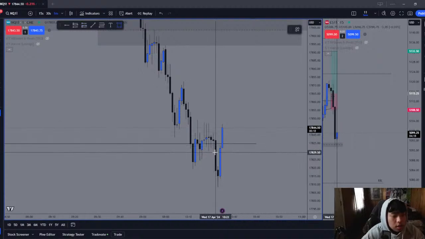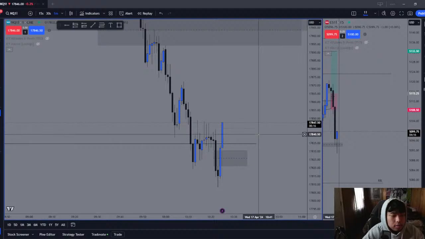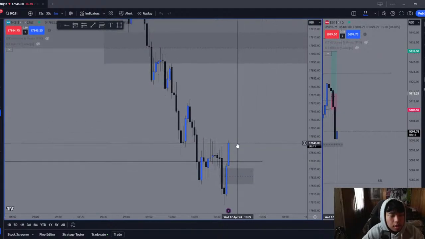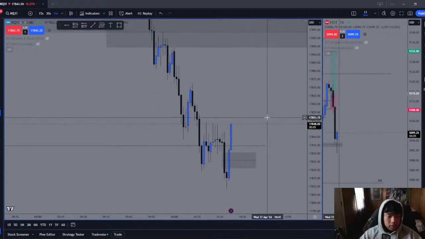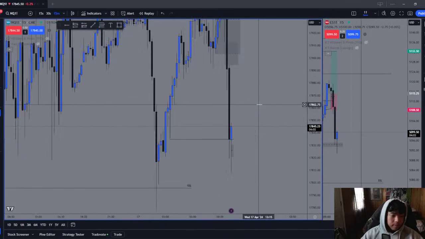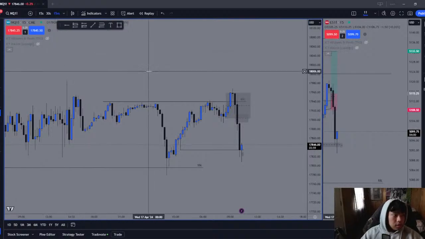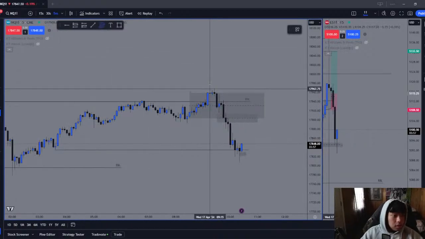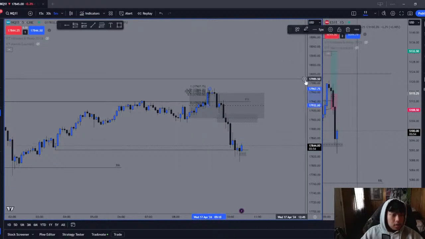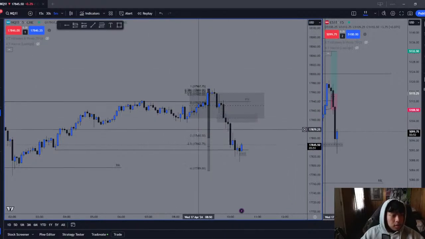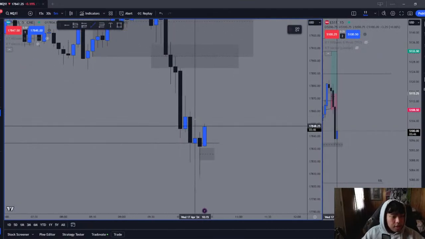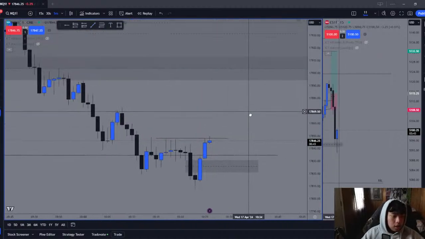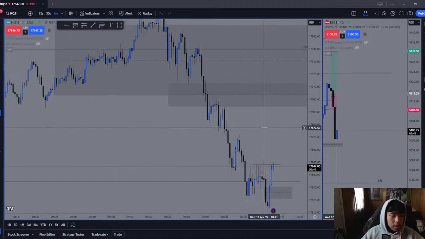Honestly, you could look to take this inverse here, but still your stop loss would be terrible. If we get a 5 minute break of structure here, I'll look to long to this imbalance up here.